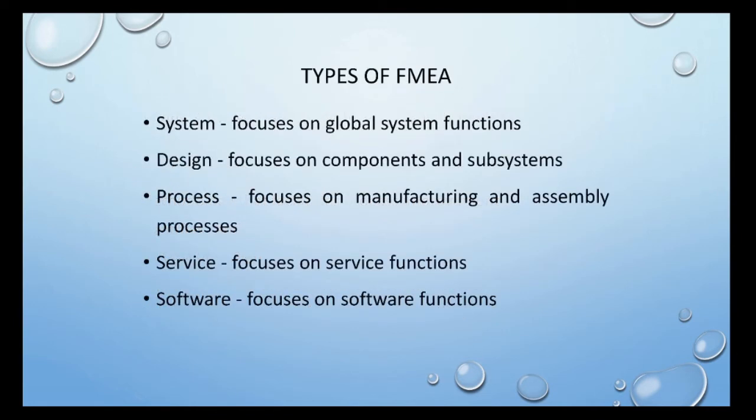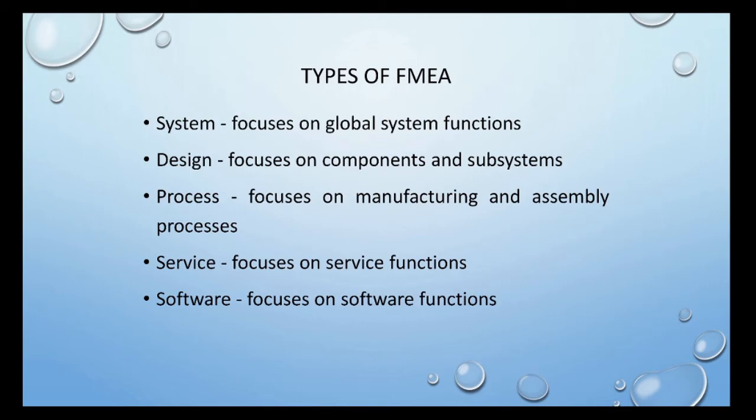In the next slides, we can discuss the types of FMEA. There are 5 types usually carried out in each and every organization. The first one is system FMEA. It focuses on global system functions. What are the functions available in an organization? In each and every organization, there will be a lot of functions in getting finished products, converting the raw materials with the help of a process. So when you concentrate on the functional level, what may be the failure, what may be the effect, it is called system FMEA. The second type is design FMEA.